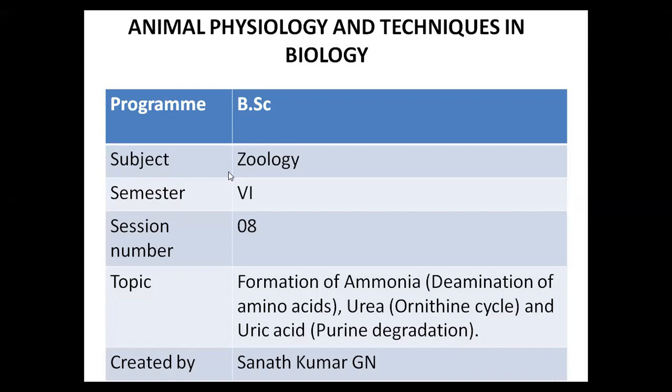Hello everyone. In today's video lecture, we shall discuss the formation of the nitrogenous waste products, that is ammonia, urea, and uric acid. In the previous class, we discussed the grouping of animals into ammonotelic, ureotelic, and uricotelic animals, based on the type of nitrogenous waste products that they excrete. Now, as a part of excretion physiology, today we shall be discussing the formation of urea, ammonia, and uric acid. So, let us get started.